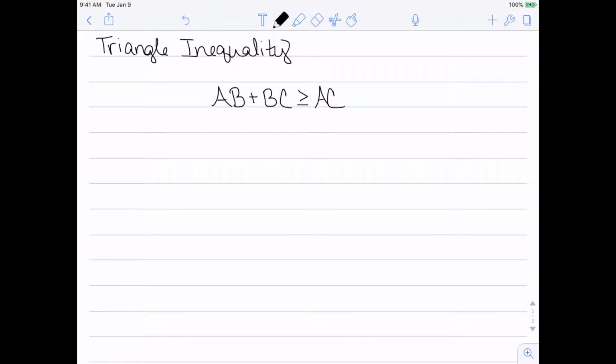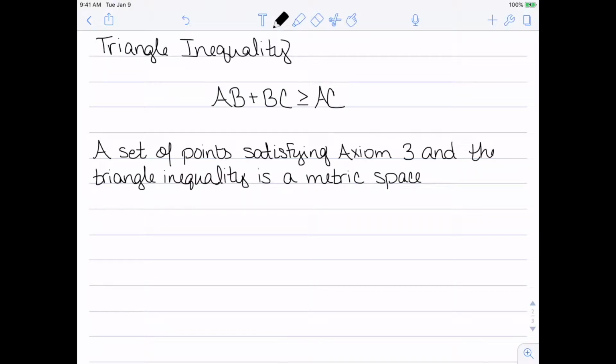Essentially, the shortest distance between 2 points is a straight line. We're not actually going to include this in our axiom, and that's because we're actually going to prove that it has to be true later. And a set of points that satisfies axiom 3, as well as the triangle inequality, is known as a metric space. And we can actually take any set of points and make them satisfy these axioms, as well as the triangle inequality. So let's look at how to do that.